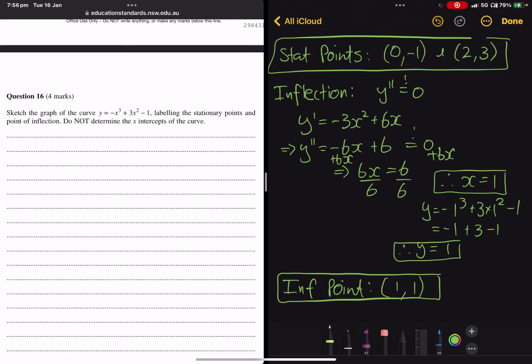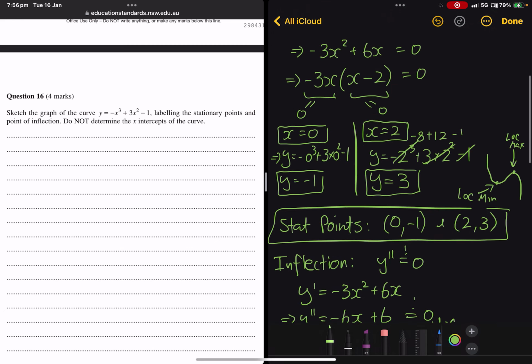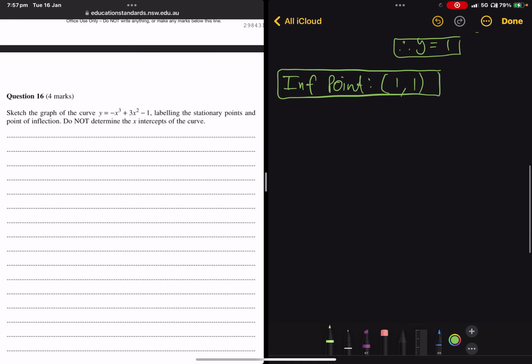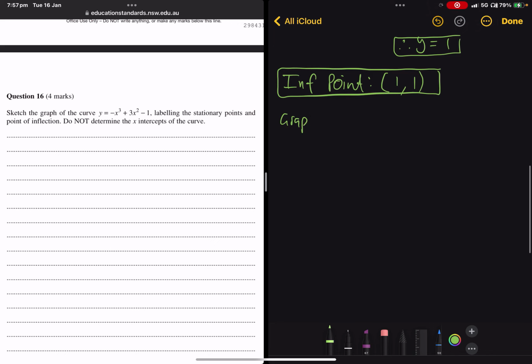So now with our stationary points and our inflection point, we can draw a grid and fill these points in, and draw the curve through them, because we know that it has to look like this. So long as we draw the local max and the local min, which are the two stationary points, and then the inflection point, which is the point where the curve turns around, essentially in the middle, we'll get a reasonably accurate graph. So now we're going to draw our graph.